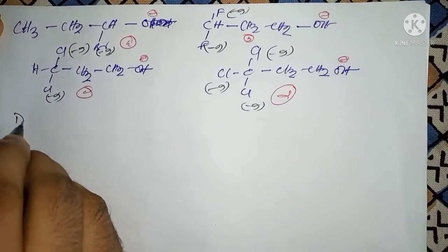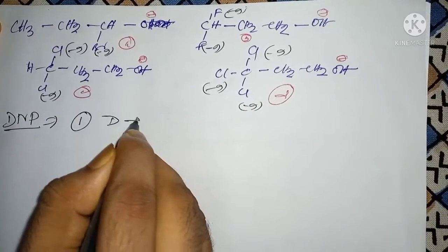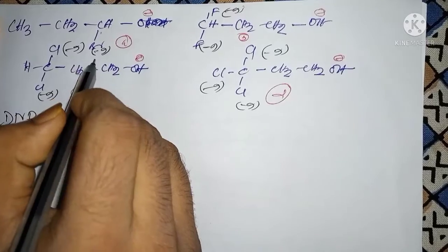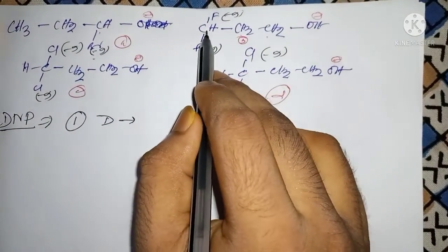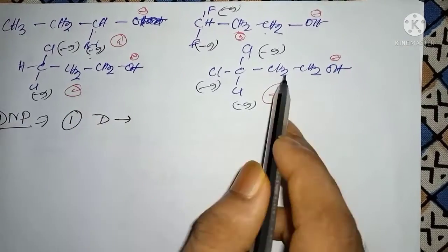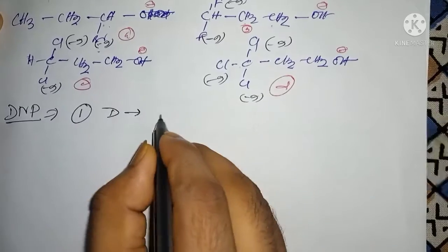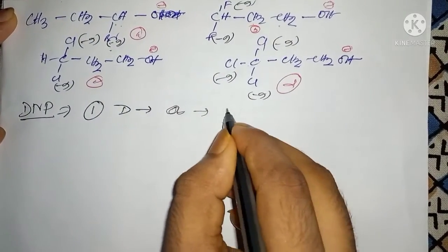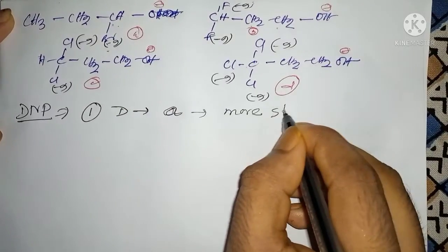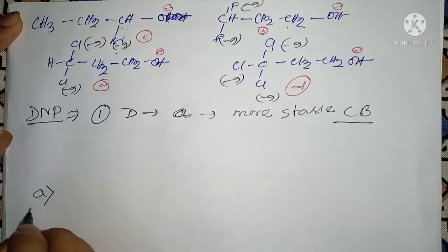First check the DNP rule. First priority is distance. Distance: this is the first position minus I effect, and these are the third position minus I effect. So for distance, this is the first position, so A has more priority. A has the more stable conjugate base, so A's acidity is more.